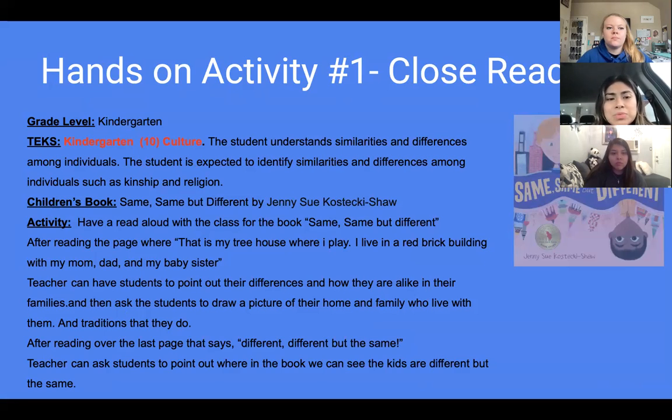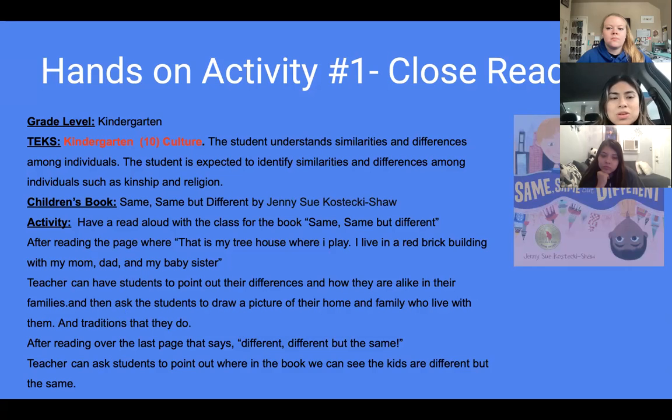In this activity, we will be doing a read aloud with the whole classroom for the book Same, But Different. After reading the page where it says, "This is my tree house where I play. I live in a red brick building with my mom and dad and my baby sister." That page is just showing how both of the kids have different houses, but in a way they are the same.